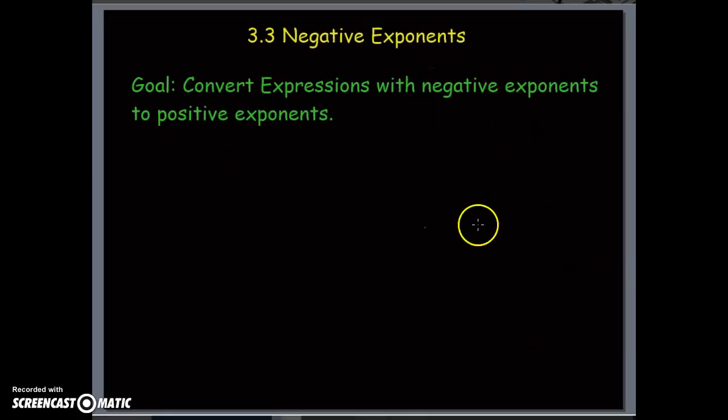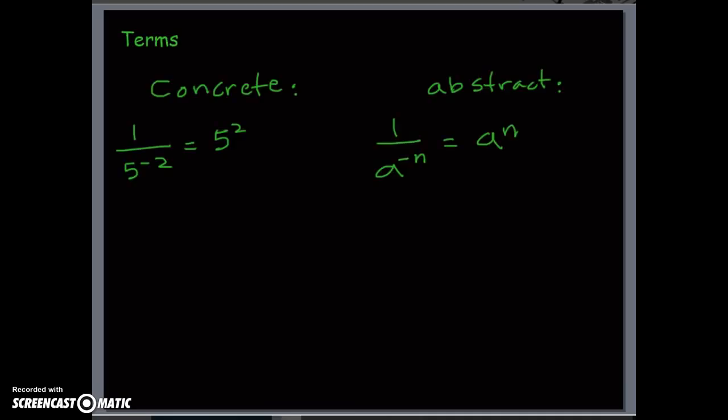Today's video is going to cover lesson 3.3, negative exponents. The goal today will be to convert expressions with negative exponents to positive exponents. There's really only one term today, and it's just the idea of what converting a negative exponent to a positive exponent is. This is like the rule.